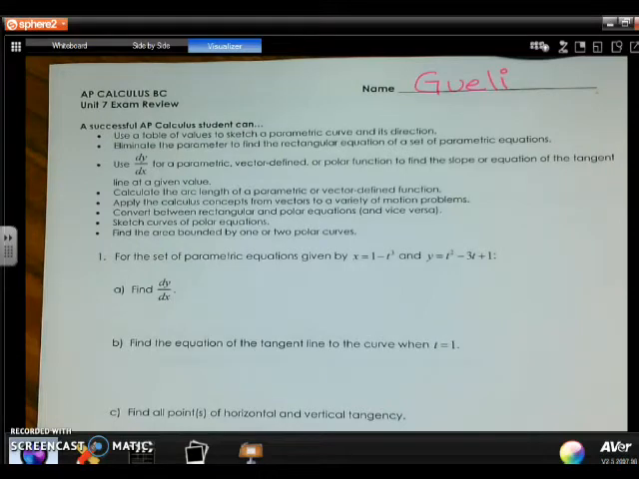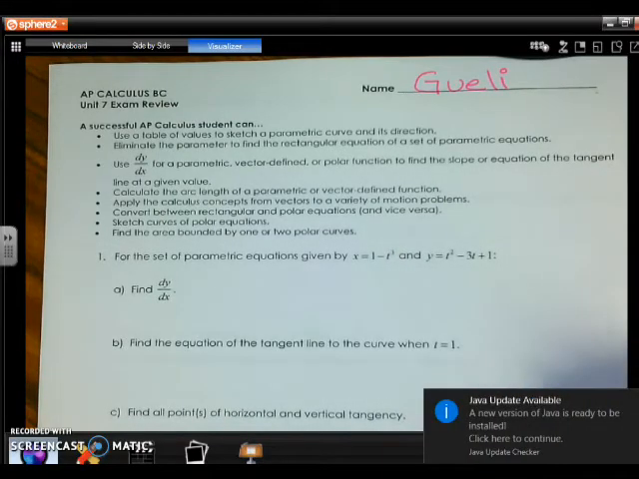Okay, this is the review for Unit 7 for BC Calculus. It's the parametric and polar unit. Make sure you're able to hit all of these bullet points in addition to the review. I think most of them are covered on there.